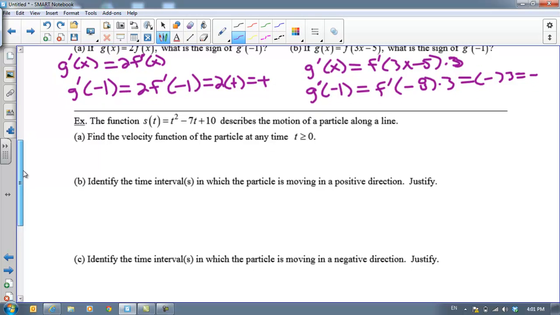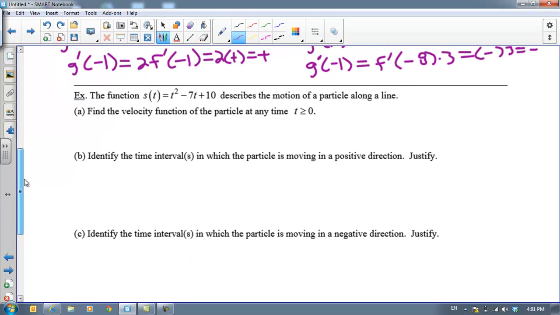Alright, so let's do this last a, b, and c here. I've got a function s of t that describes the motion of a particle along a line. Find the velocity function of the particle at time t greater than or equal to 0. Well, the velocity function is going to be the first derivative of your position function. We're going to say that a whole bunch this year. So I'm going to take the derivative of my position function, which is 2t minus 7. That's my velocity function. So I could find the velocity anywhere I'd like.